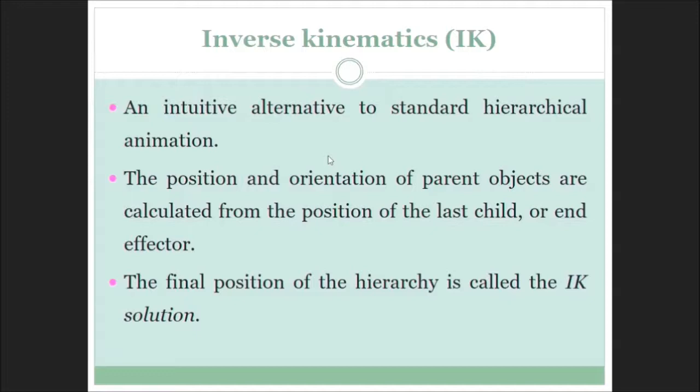Inverse kinematics, an intuitive alternative to our standard hierarchical animation, because the position and orientation of the parent objects are calculated from the position of the last child or end effector. So the final position of the hierarchy is called the IK solution.